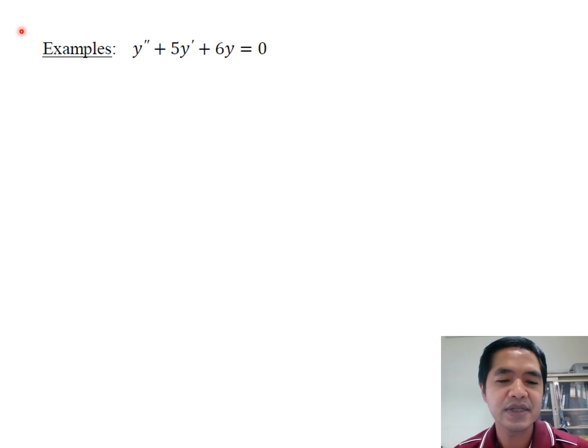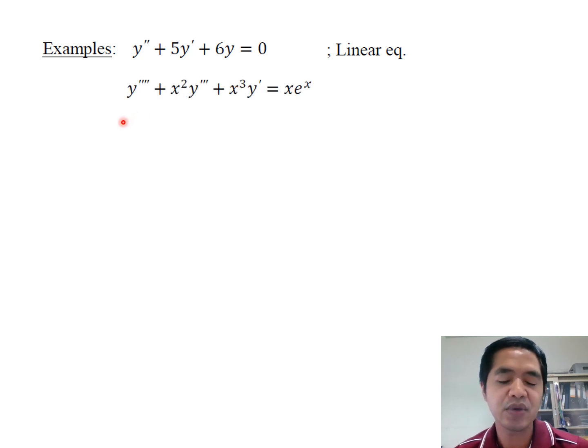Now take a look at all these examples and guess whether each one is a linear equation or a nonlinear equation. In the first example here we have y double prime plus 5y prime plus 6y equal to 0. In any term of this, every term has degree of 1 only, and no multiplication products of derivatives or their derivatives. So this first example is a linear equation.